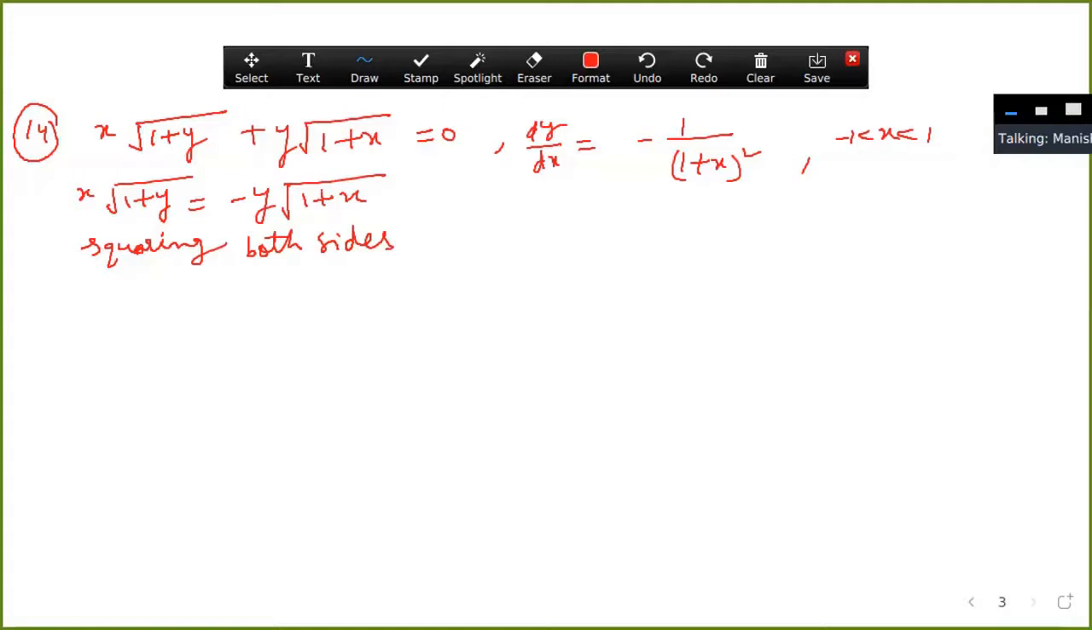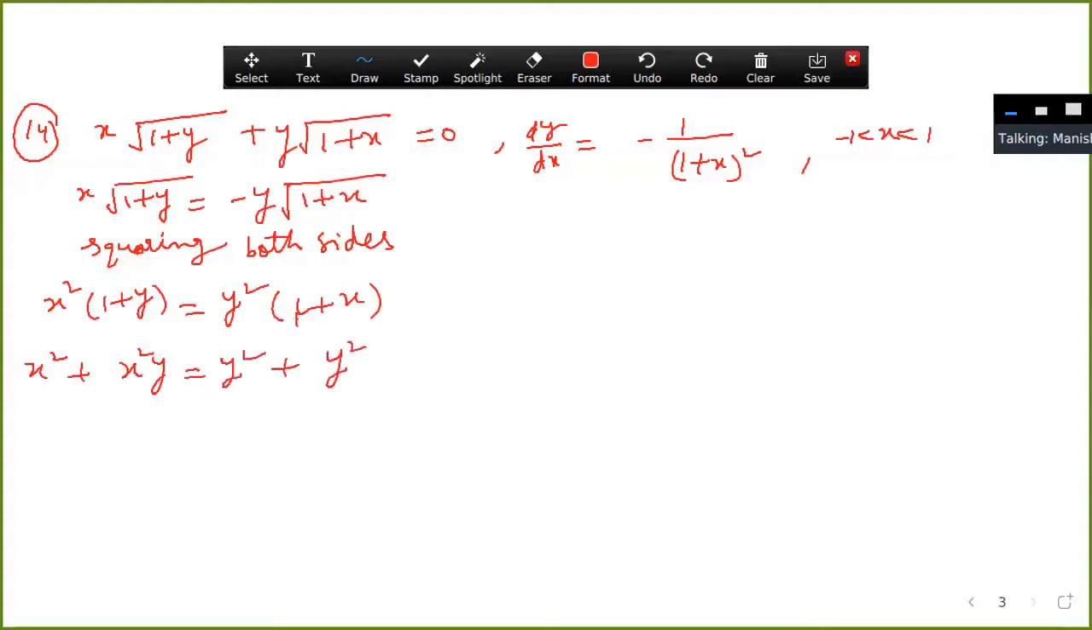What you will get? x squared into 1 plus y is equal to y squared into 1 plus x. Now you have to simplify it. x squared plus x squared y is equal to y squared plus y squared x. Now when you take the terms to the left hand side, you will arrange the statement like this.